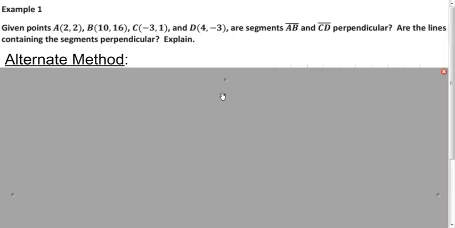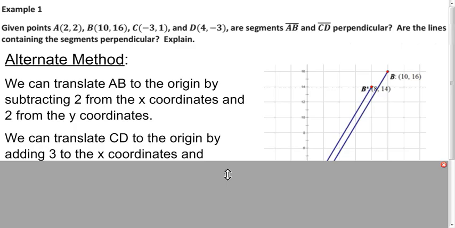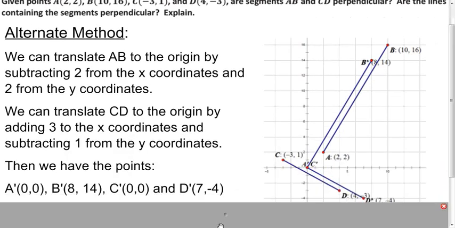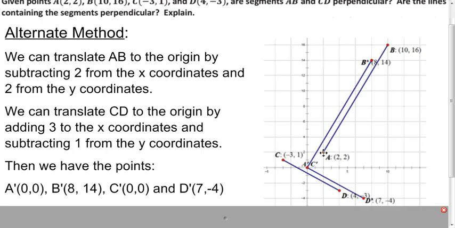Once they're at the origin, then we can use our theorem. And translating to the origin isn't going to change the angle measurements. So if those at the origin are perpendicular, then the original ones are going to be. To translate our segments to the origin, one way to do it is, for AB, we're going to move A to the left 2 and 2 down. So we'd have to do the same thing to B. And we end up with the point B prime is 8/14.